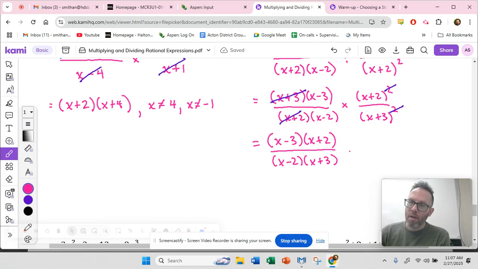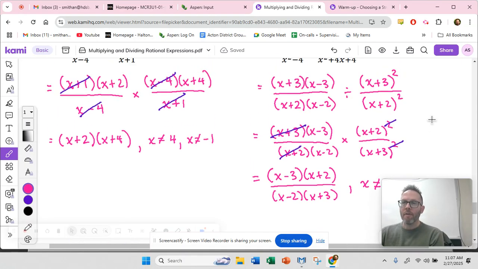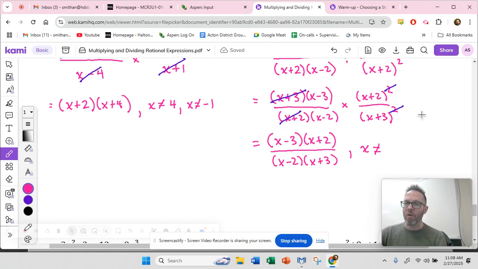Of course, you guys are getting in the habit now of stating restrictions. I think I'll list them just as a list here. So everywhere through the question, what makes the bottom 0? Every single line, there are 3. There's 2 and minus 2 from the bottom left, and there's minus 3 from the bottom right. Everything else is okay.